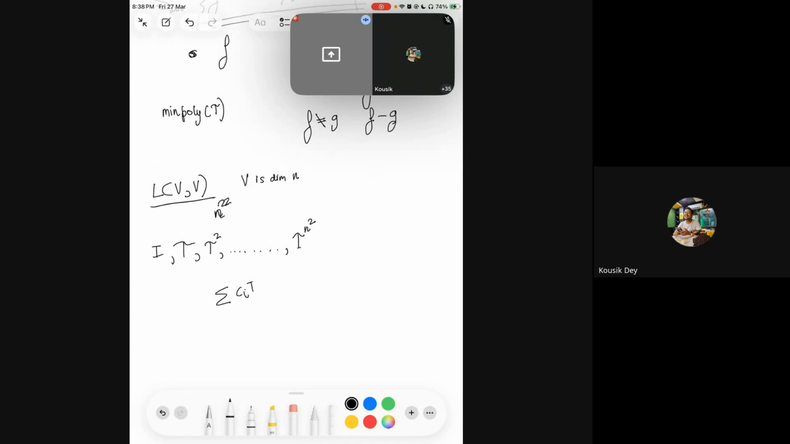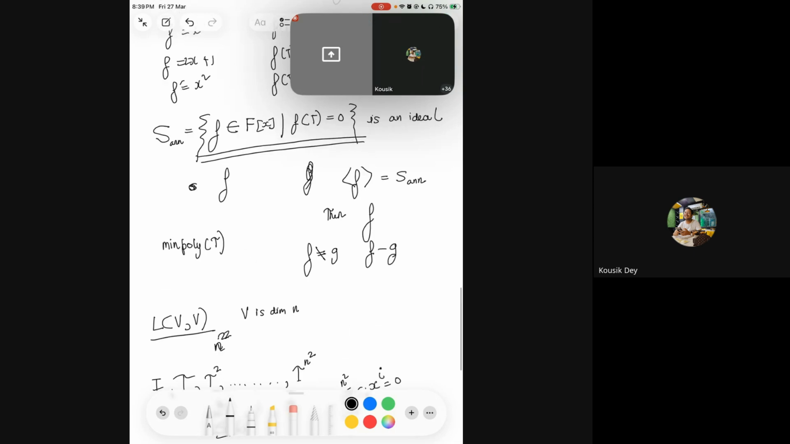The sum of c_i T^i, where i runs from 0 to n squared, is equal to 0, right? There must be some non-zero c_i. So this polynomial is an annihilating polynomial. So a non-zero annihilating polynomial exists, right? You proved exactly this, right? Okay, so you get it.